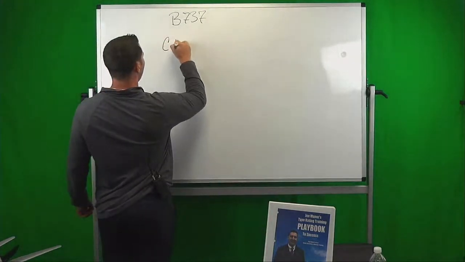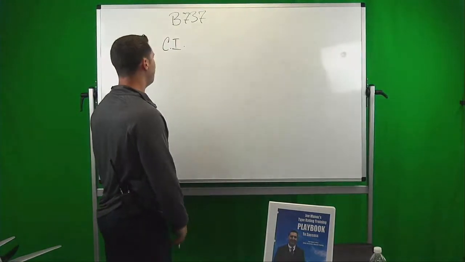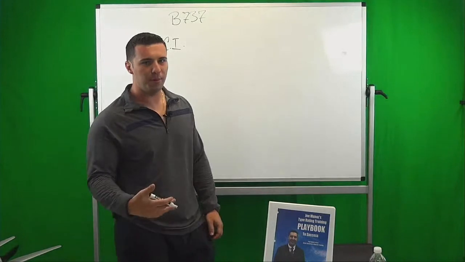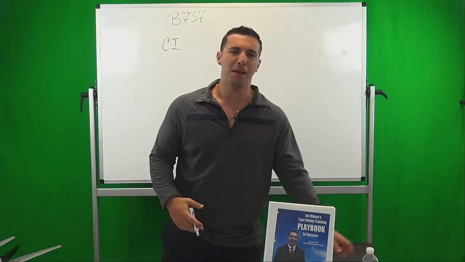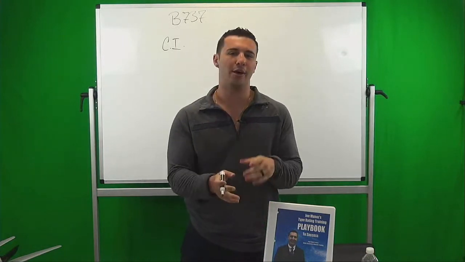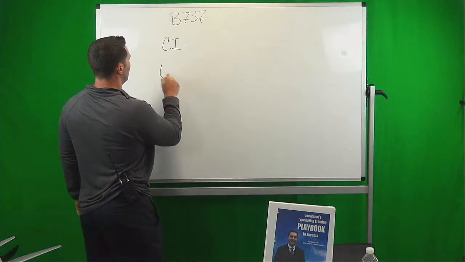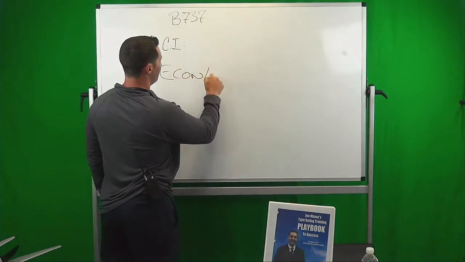Okay, cost index, CI. Cost index is what you're going to input into the MCDU, the FMS, whatever have you, right? And it basically is telling you how economical you want to fly the plane. It's a mix between economy and performance. Consumption, econ versus performance.